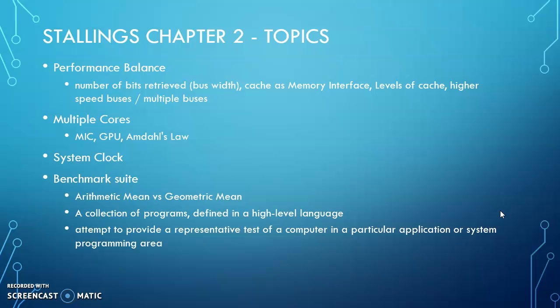Some of the things we would be talking about are the number of bits retrieved at one time, which is basically an effect of the bus width, the use of cache, as well as multiple levels of cache as a way of increasing performance, making the buses faster, and also having multiple buses. So the idea of an omnibus has a sort of bottleneck, but we use multiple buses.